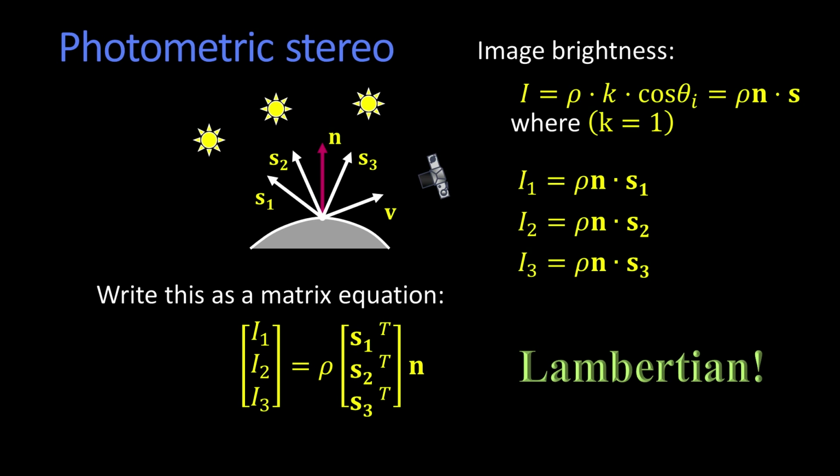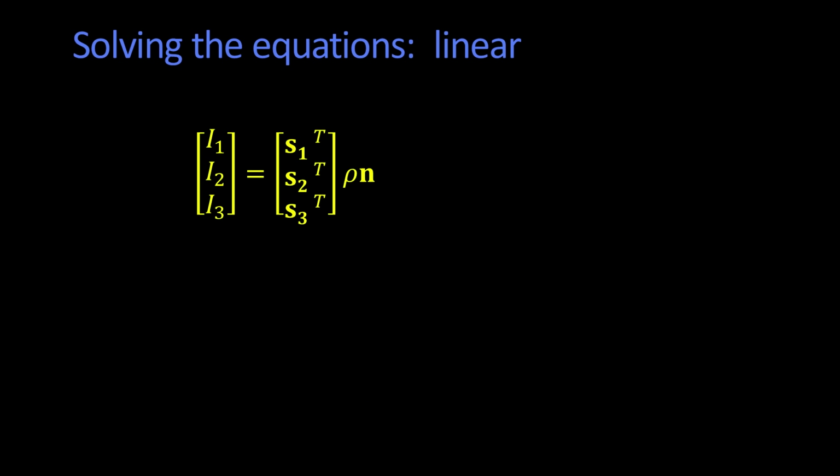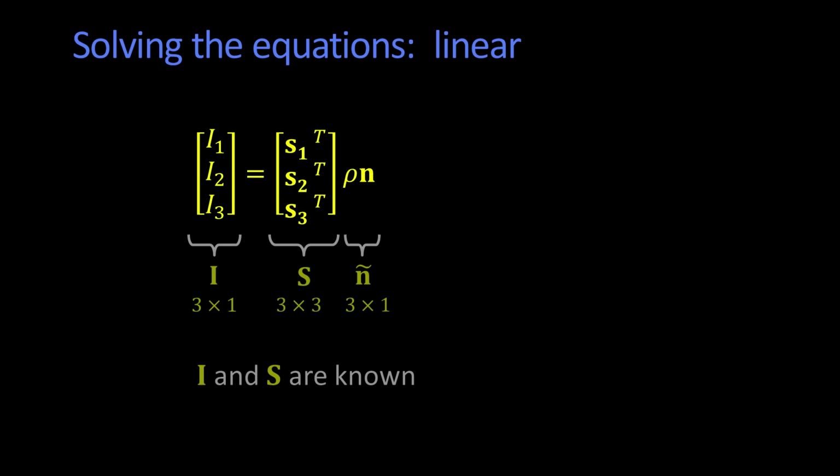So remember, we're making this Lambertian assumption. So solving those equations is straightforward. It's linear. It's a simple linear system. If we have 3 lights, I is our 3 measurements, 3 intensities. S are the 3 directions to the light source, and we know those, so I and S are known. And then, as we said before, N is supposed to be unit normal, rho is the albedo, so together I call them N tilde. So to solve for N tilde is trivial. N tilde is just S inverse I.